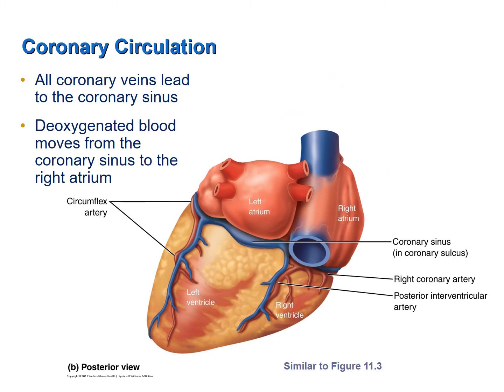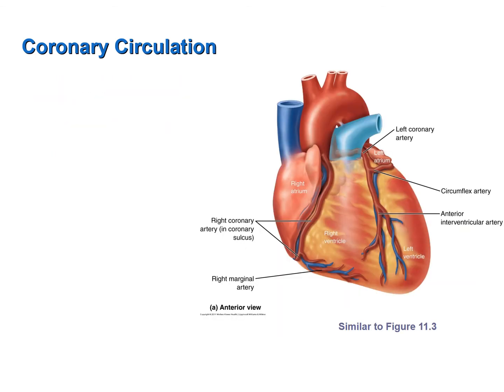So deoxygenated blood leaves the coronary capillaries via coronary veins. All coronary veins lead to one central location, the coronary sinus, this large coronary vein which is located on the posterior side of the heart. From the coronary sinus, the deoxygenated blood is moved to the right atrium and mixes with deoxygenated blood from the systemic circulation. I would like to return for a moment to the coronary arteries.